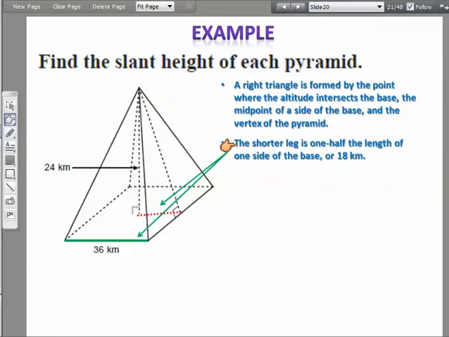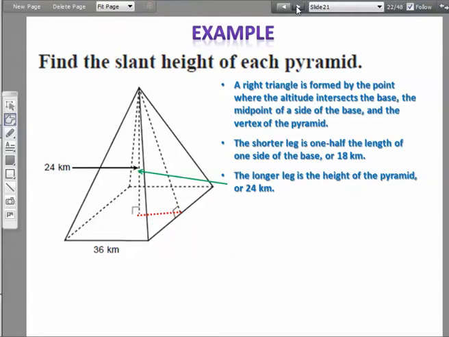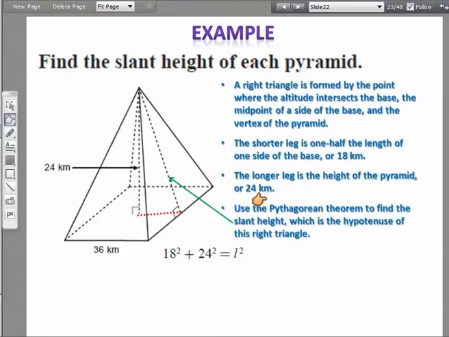Now look right here, it says the shorter leg is 1/2 the length of one side of the base, or 18 kilometers. See, your base is 36 kilometers. This red line right here represents half that length, which is going to be 18. The longer leg is the height of the pyramid. This is going to be our height of the pyramid right here. It's also the longer leg of our right triangle. So we're going to use the Pythagorean theorem to find the slant height, which is the hypotenuse of the right triangle.